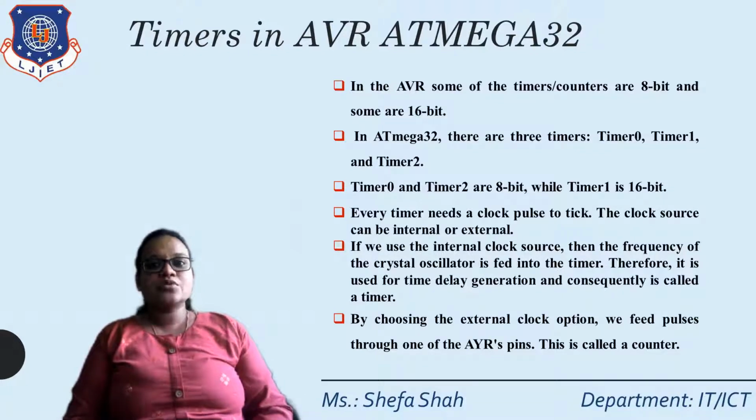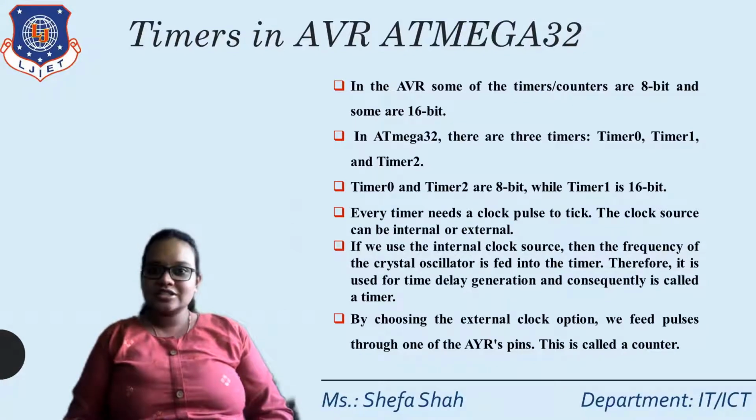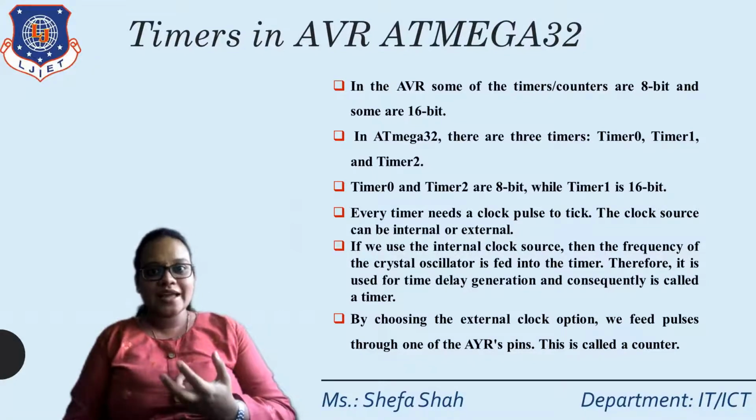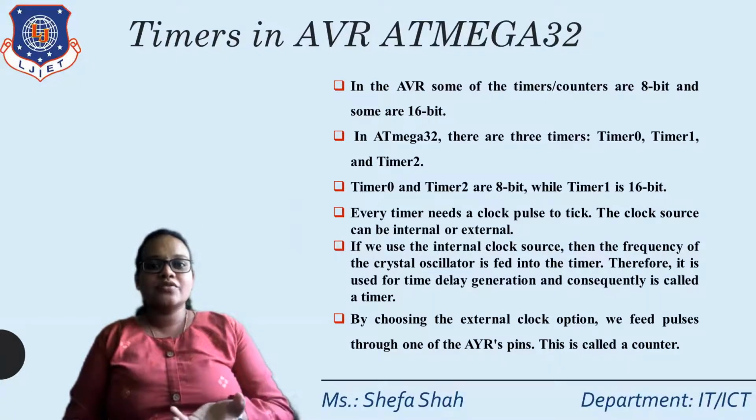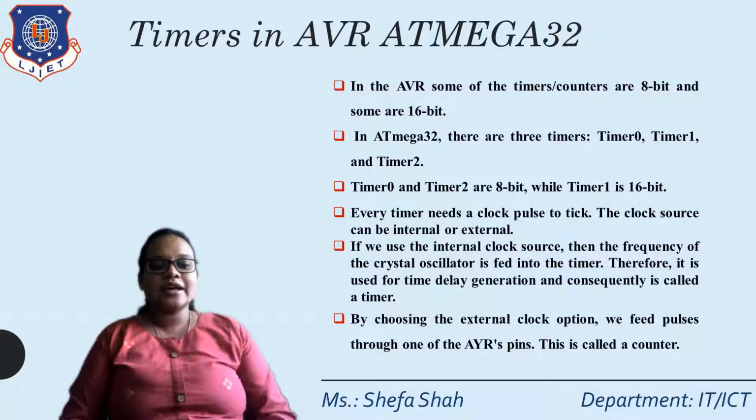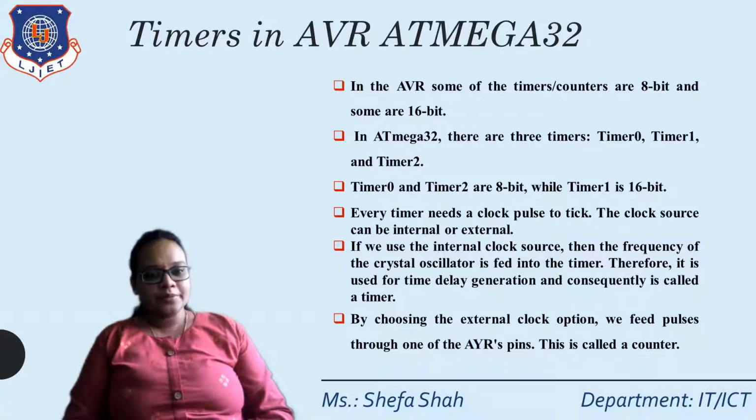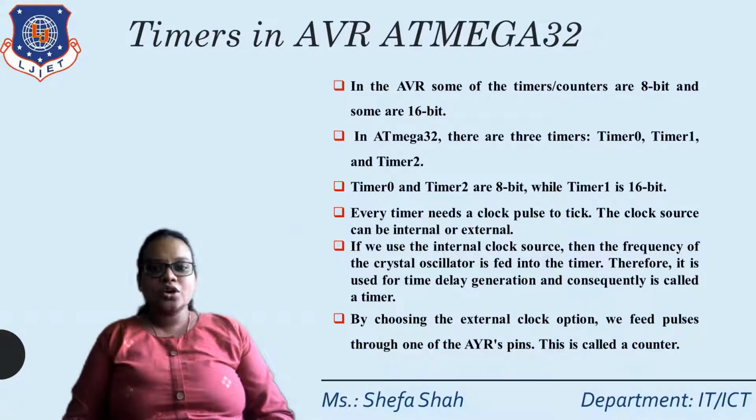If we use the internal clock source, then the frequency of the crystal oscillator is fed into the timer, and it will work as a timer. Otherwise, it will work as a counter. Therefore, it is called a time delay generator, and consequently a timer. But by choosing the external clock option, we feed a pulse through one of the AVR pins, and that is called a counter. Clear?